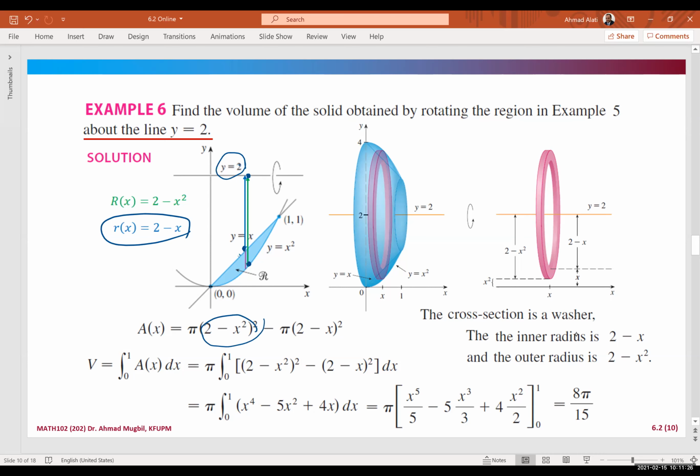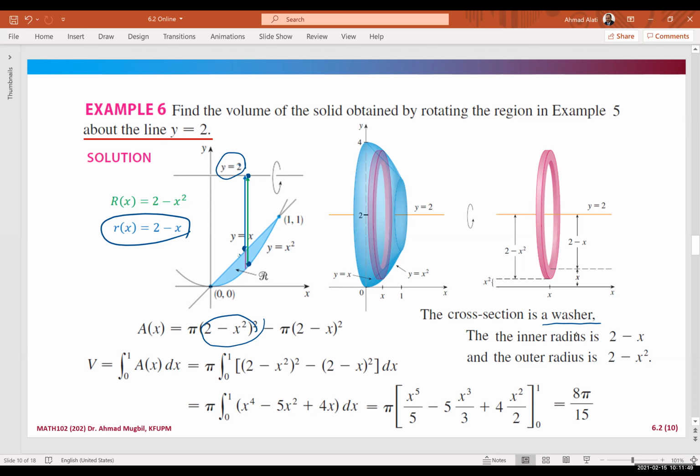So the main task, shabab, is to ask yourself, my cross section, is it a washer or a disc? If it is a washer, what is the inner and what is the outer radius? And the idea of the outer and the inner radius should be so clear. Let's take one more example, and it will be, I think, the last one, about how to find the volume when you have a washer.